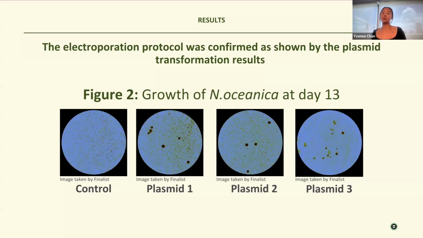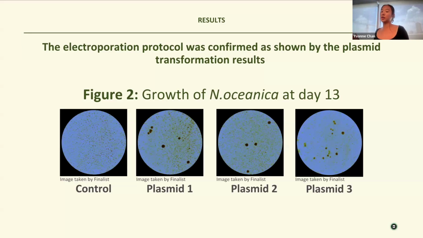So to confirm this procedure, then, I inserted plasmids that had antibiotic-resistant genes in them into the Nannochloropsis cells using the electroporation protocol. And as you can see in figure 2, when I plated them on antibiotic plates, in the control there is no growth of any colonies.